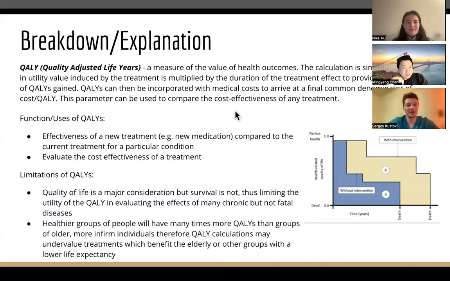One thing I wanted to talk about is quality adjusted life years. It's a measure of the value of healthcare outcomes. It gives an idea of how many extra months or years of life of reasonable quality a person might gain as a result of treatment, which is particularly important when considering treatments for chronic conditions. The calculation is very simple. The change in utility value induced by the treatment is multiplied by the duration of the treatment effect to provide the number of quality-adjusted life years gained.